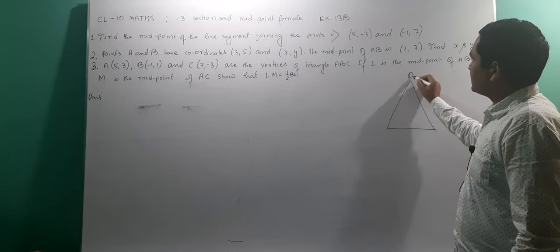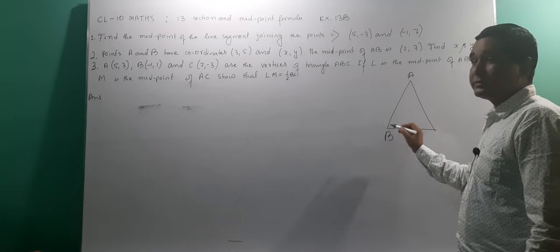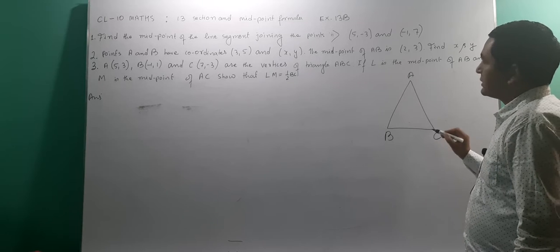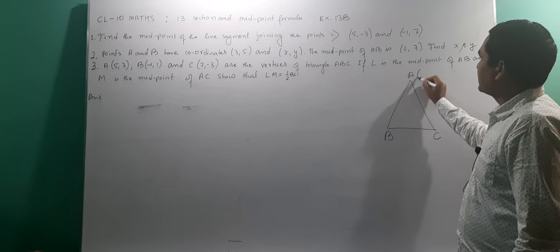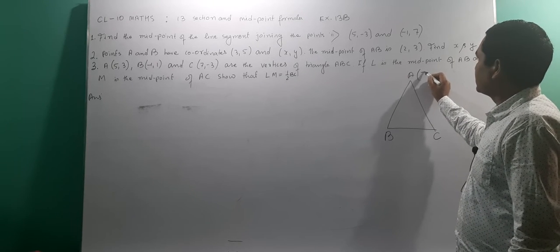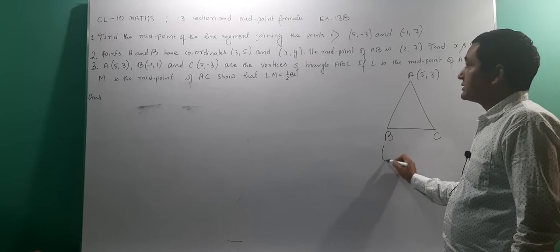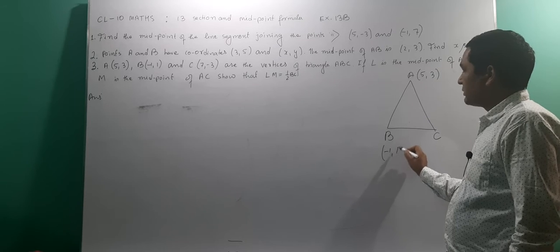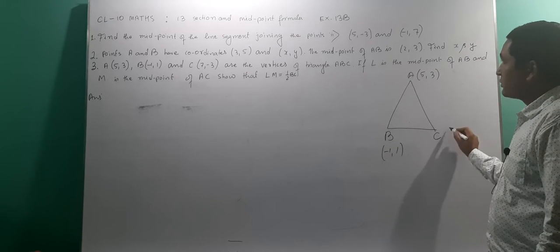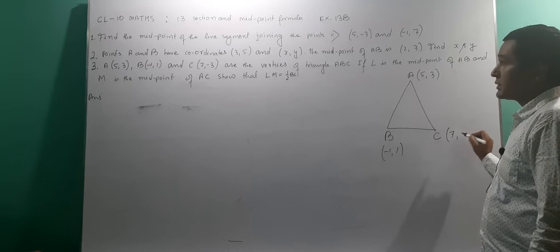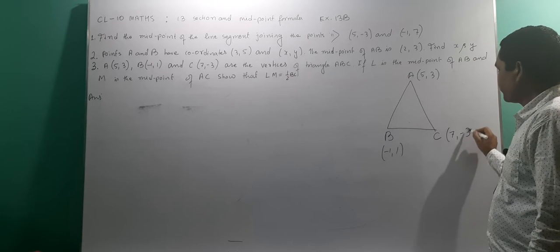The name of this triangle is ABC. It is given in the question. Now write the coordinates. The coordinate of A is (5, 3). The coordinate of B is (-1, 1), given in the question. The coordinate of C is (7, -3).